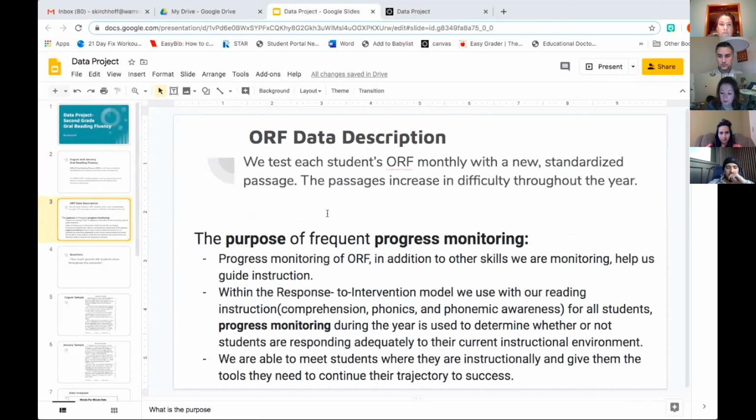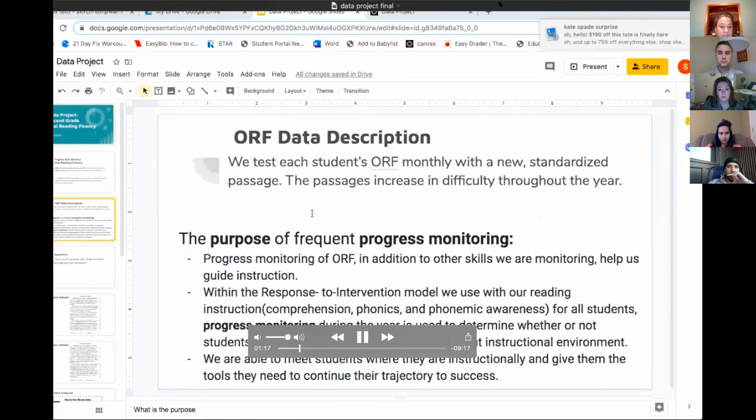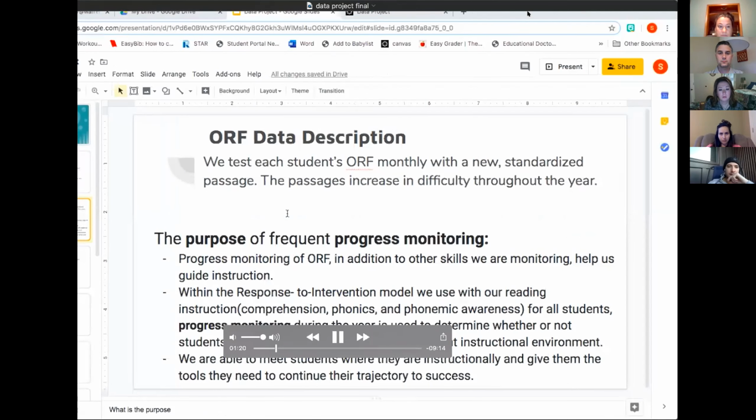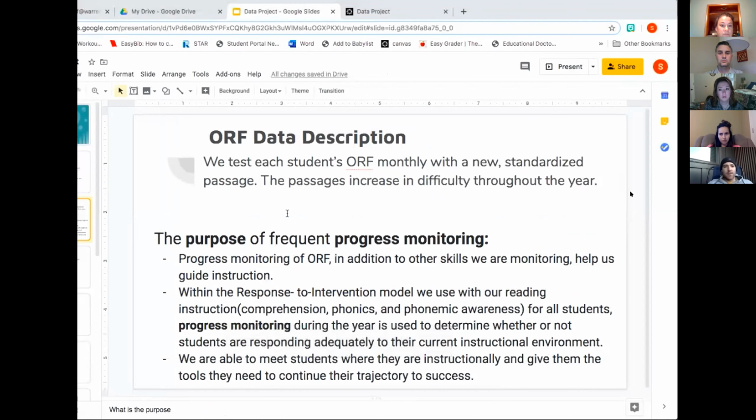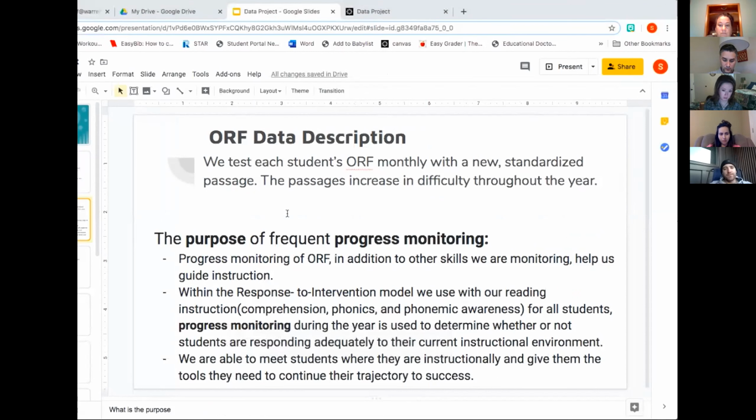Oral reading fluency is something, again, that we do each month, and the passage increases in difficulty throughout the school year. So each month it gets harder for the students, and you're going to see that in our data as well. But why do we do this each month? So we progress monitor our oral reading fluency in addition to other skills that we are working on to help guide our instruction. We want to be making data-based decisions in every aspect of our teaching. So that's why we do this each month.